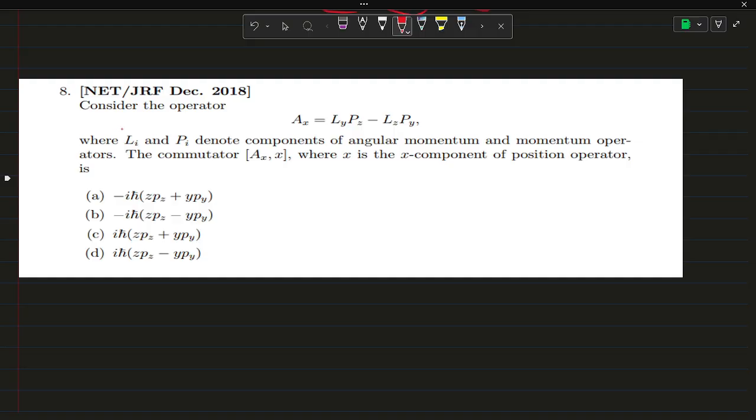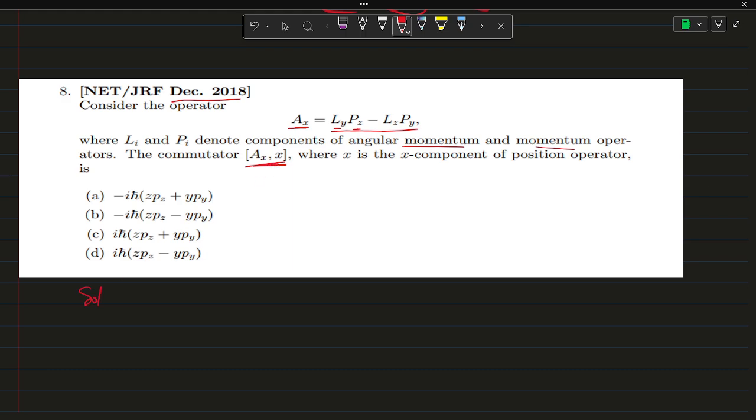Now let's start solving question number 8. This question was asked in December 2018. The question is, consider the operator Ax. So Ax is an operator equal to Ly Pz minus Lz Py. It is a combination of two operators, one is angular momentum and another is linear momentum. Where Li and Pi denote the components of angular momentum and momentum operators. The commutator of Ax and x, where x is the x component of the position operator, is. So here we have to find the commutator of Ax, x.